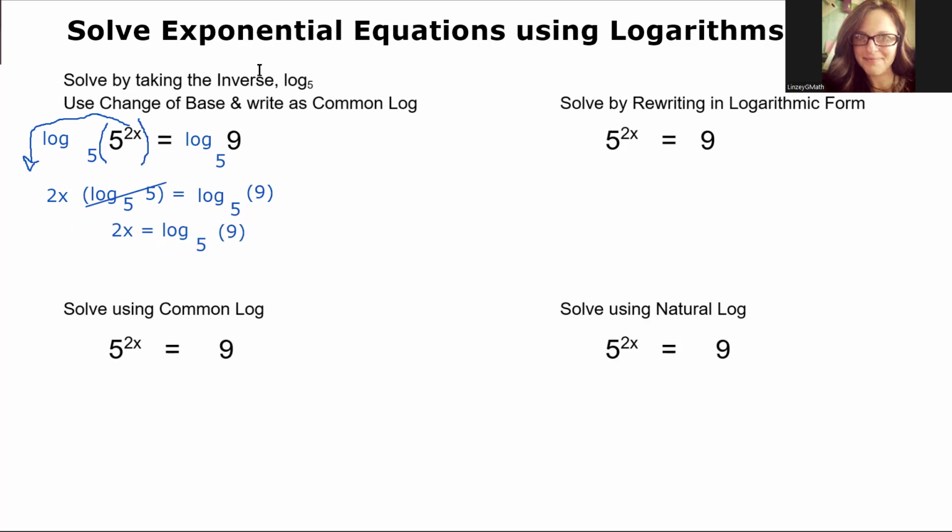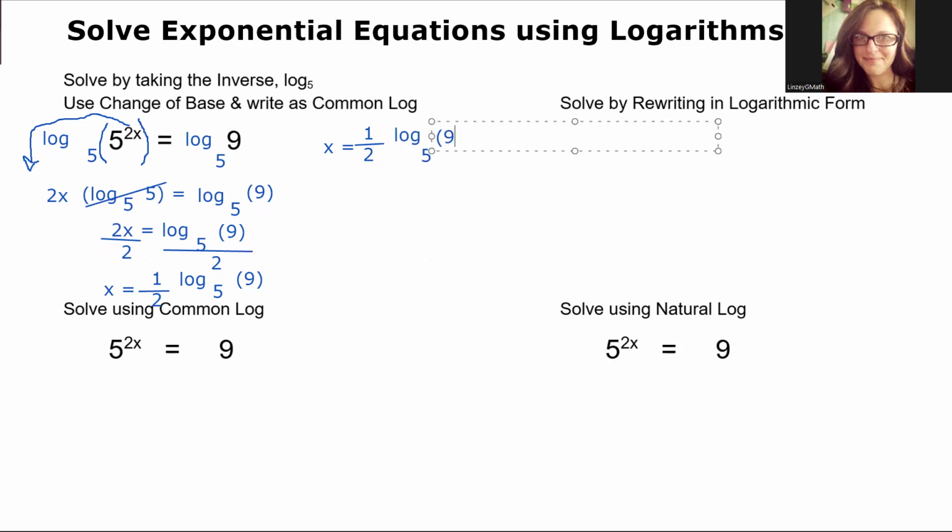And then we'll divide both sides by 2, and we get x equals, I'm going to use 1/2. Divide by 2, same as multiplying by a half. Half log base 5 of 9. 1/2 log base 5 of 9. I'm going to write this up here so that we can use that throughout this session.